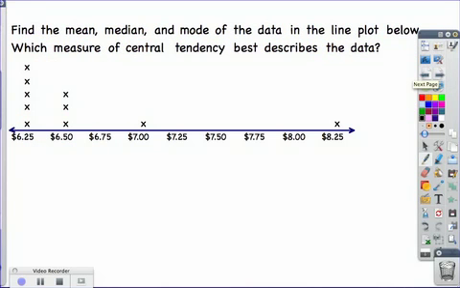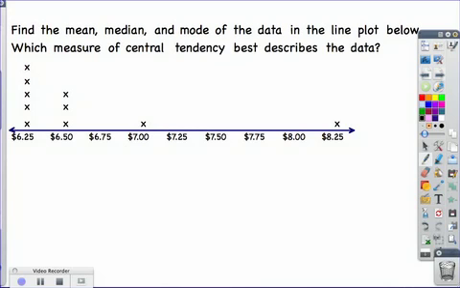Find the mean, median, and mode of the data in the line plot below. Which measure of central tendency best describes the data? First, take a moment to analyze this line plot. Each X represents a data point. You could think of this line plot as being a representation of a sample of people's salaries per hour. So where there's an X above $6.25 means that that person earns $6.25 per hour. The X above $7 means that there's a person that earns $7 an hour, etc.